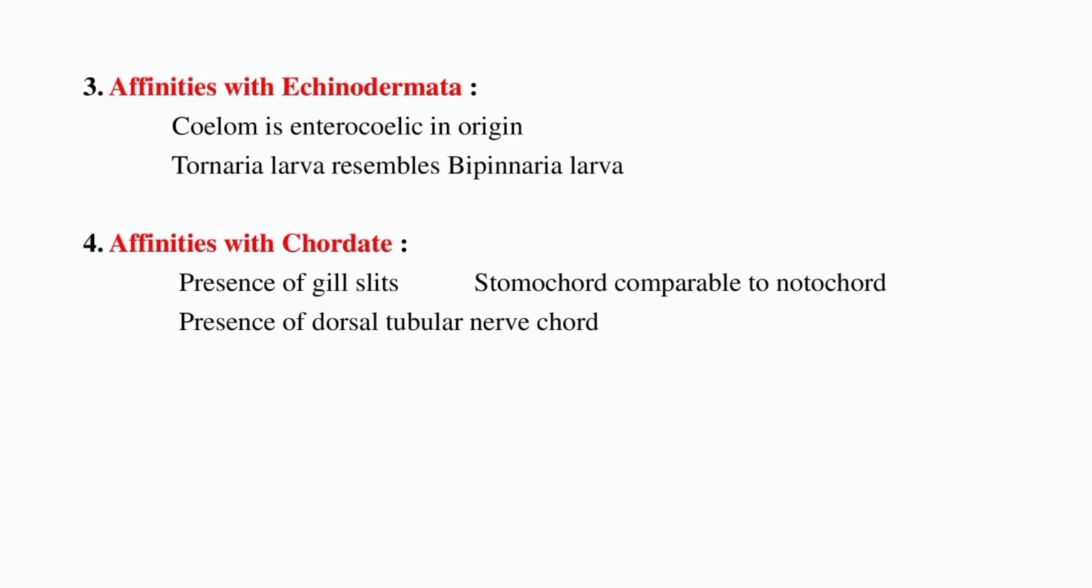Affinities with Echinodermata. Coelom is enterocoelic in origin. Tornaria larva resembles bipinnaria larva. Affinities with chordates. Presence of gill slits. Stomochord comparable to notochord. Presence of dorsal tubular nerve cord.